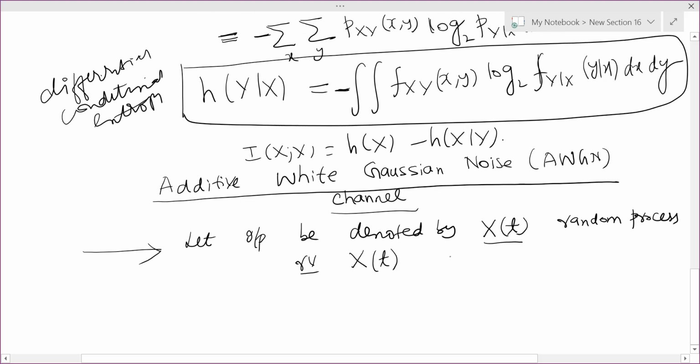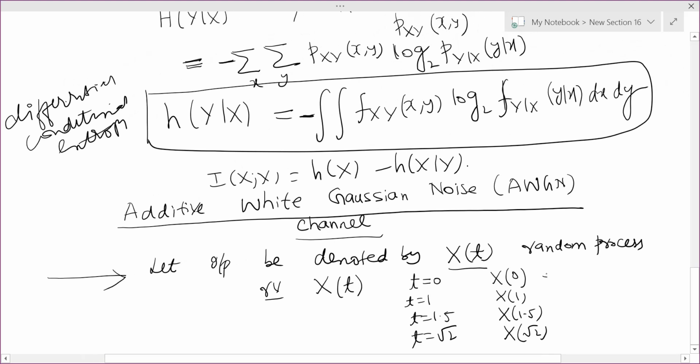It means that at every time, suppose you take t is equal to 0, you will get x of 0. This x of 0 is one random variable. If you take t is equal to 1, then you will get x of 1. This is another random variable. You will take t is equal to 1.5, you will get x of 1.5, another random variable. At time t is equal to root 2, you will have x of root 2. So at different times, you have actually a different random variable, and they may have different mean, they may have different variance. In fact, they may have different distribution at every point of time.